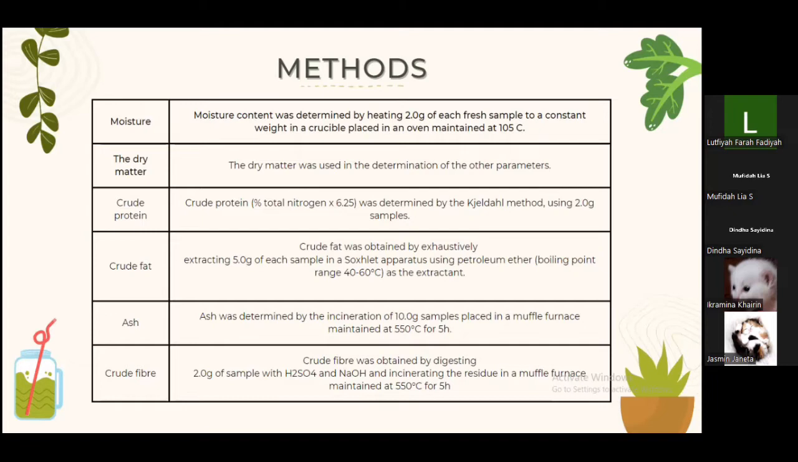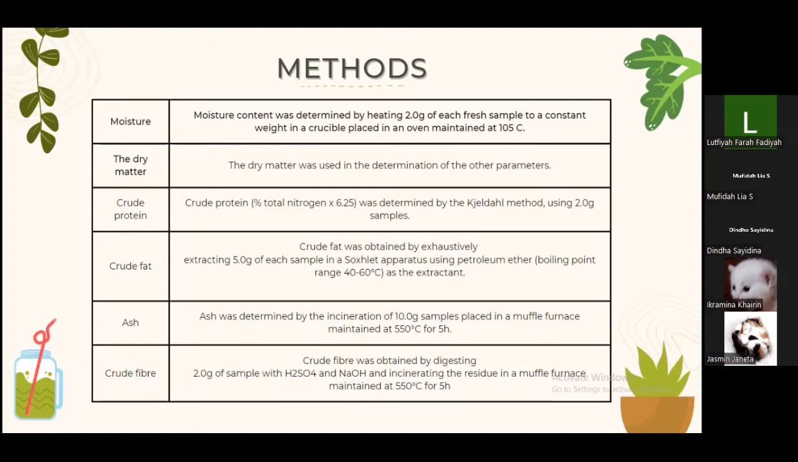Next is crude protein. Crude protein, with percentage of total nitrogen times 6.25, was determined by the Kjeldahl method using 2 gram samples. Crude fat was obtained by exhaustively extracting 5 grams of each sample in a Soxhlet apparatus using petroleum ether, boiling point range 40 until 60 degrees Celsius, as the extractant.